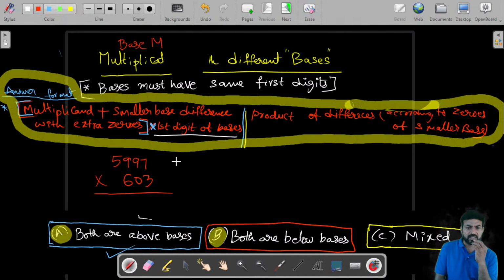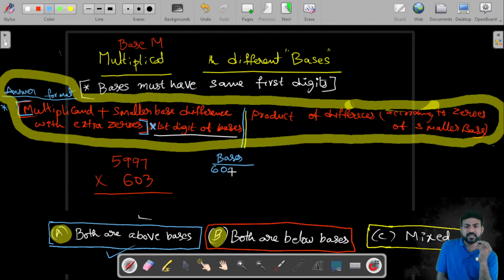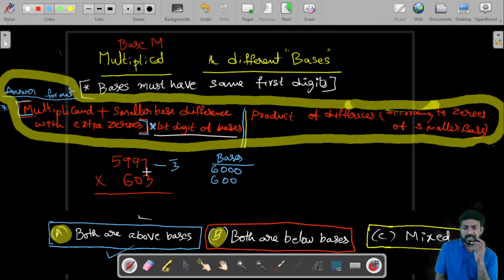So check, concentrate here. What is the base here? 6000 base here, here 600. Remember, both bases must have the same first digit. What is the difference? This is bar 3. So 5997 has 3 less than its base, and 603 has 3 greater than its base. Remaining things are the same.